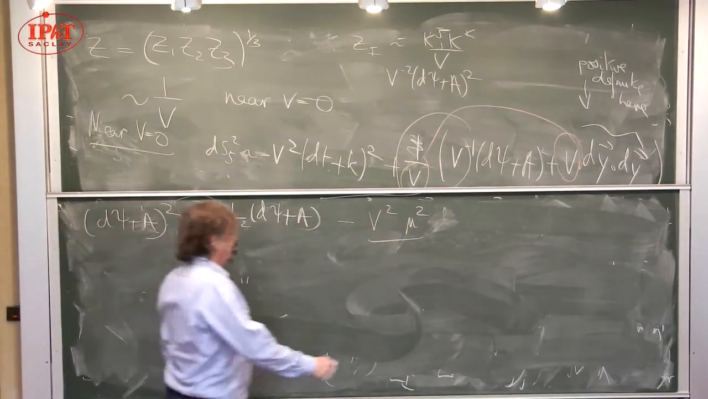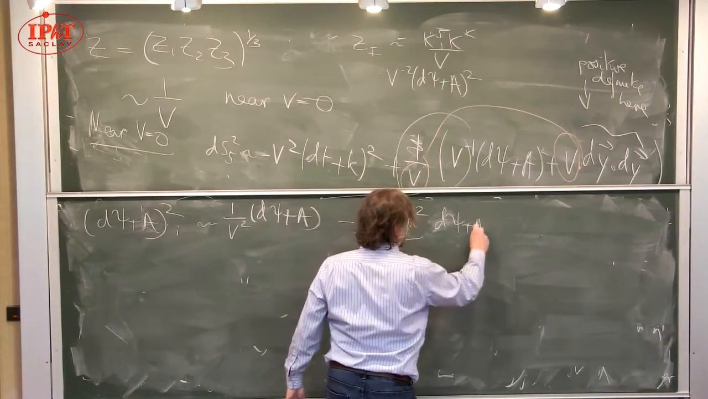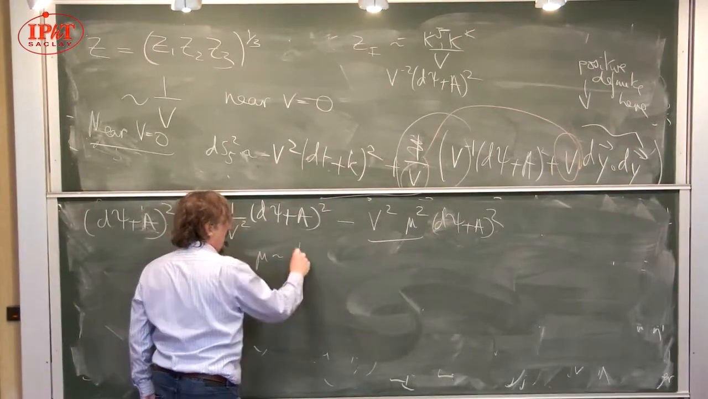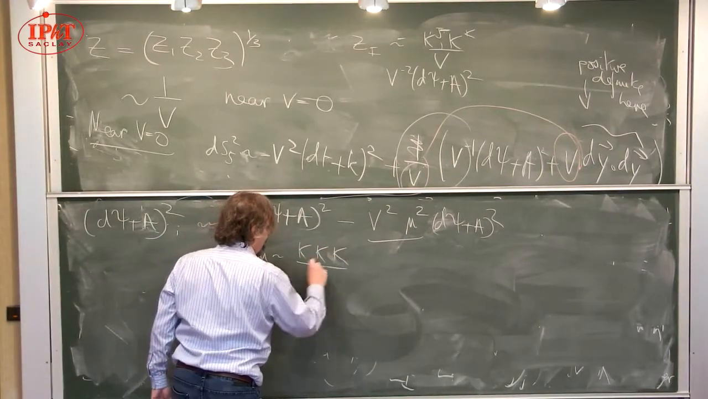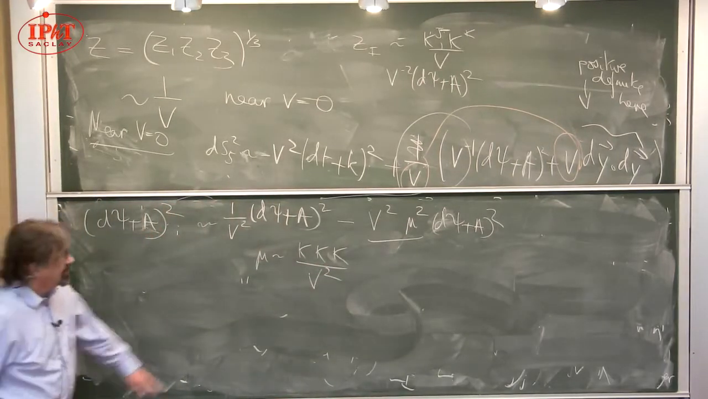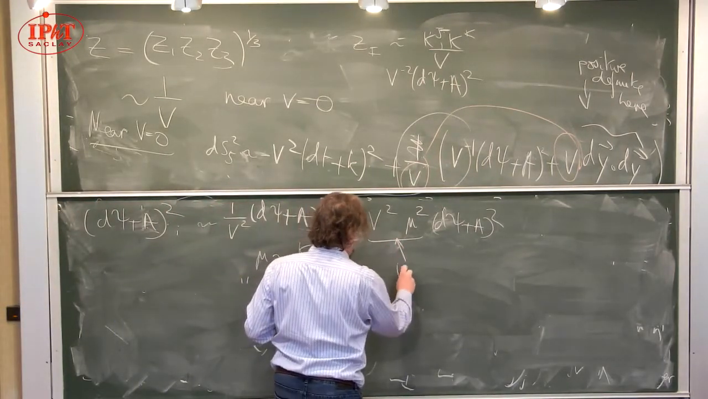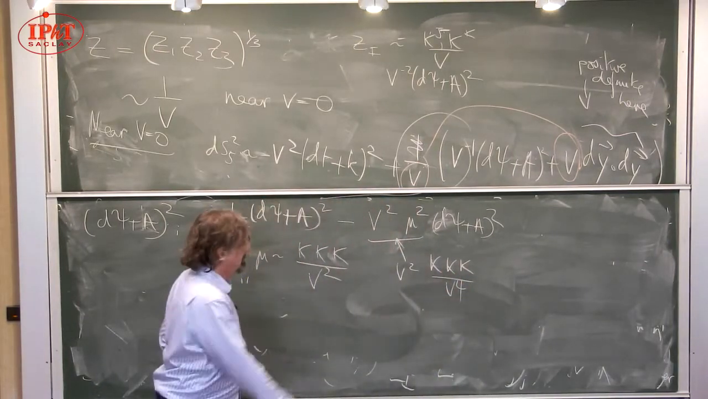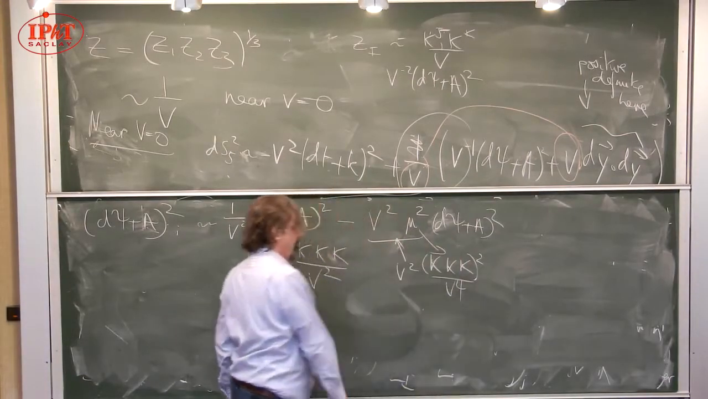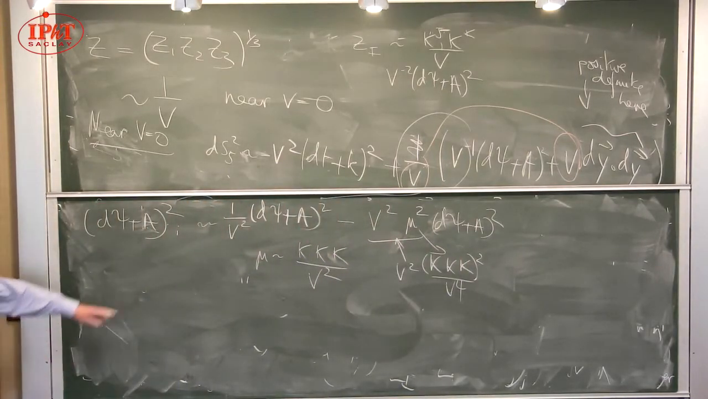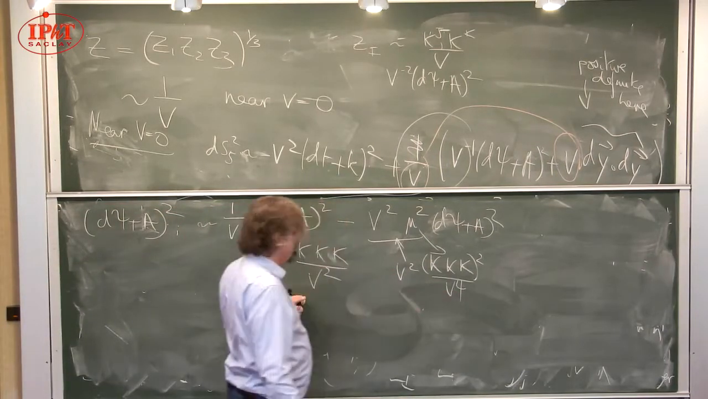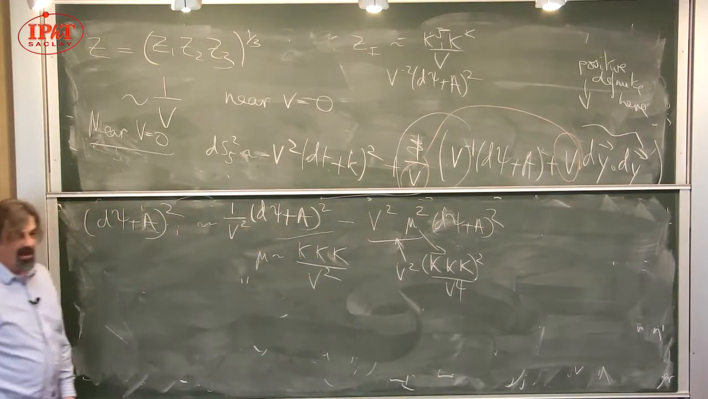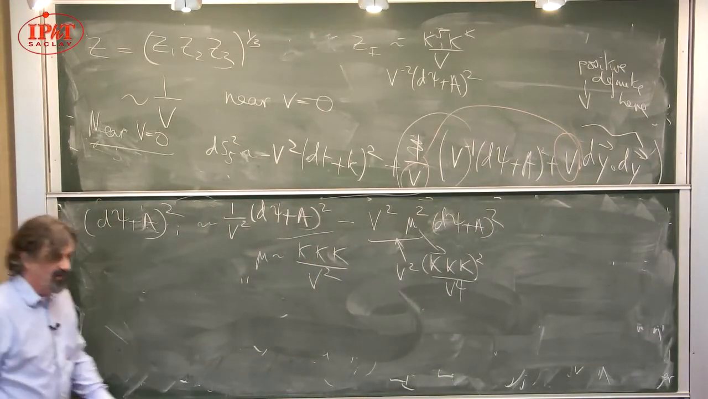Now, remember, mu starts off with a term k over v squared. So this term contains a piece which is v squared k over v to the 4th, because it's mu squared. And lo and behold, it's v squared times v to the 4th, and this is v squared. They're exactly the same term. And so there's perfect cancellation at order 1 over v squared. There is also perfect cancellation at order 1 over v.